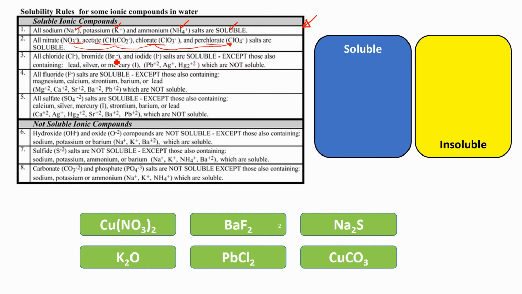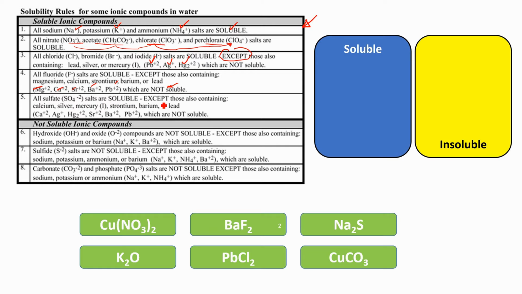All chlorides, bromides, iodide salts are soluble with an exception of lead chloride or lead bromide or lead iodide, or silver chloride, silver iodide, silver bromide, mercury iodide, bromide, chloride. These are exceptions, they are not soluble. So typically, if you know the exceptions, you should know that everything else should dissolve for chlorides, iodides, and bromides. All fluorides are soluble with exception of magnesium fluoride, calcium fluoride, strontium fluoride, barium fluoride, lead bromide. Those ones are not soluble.